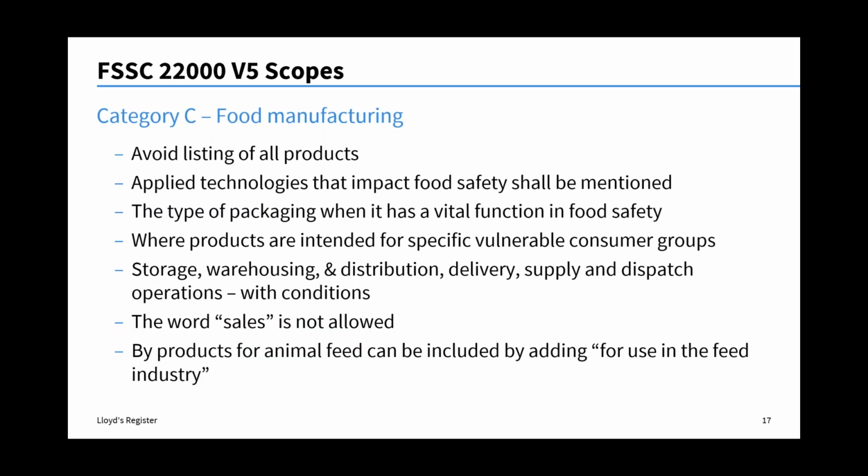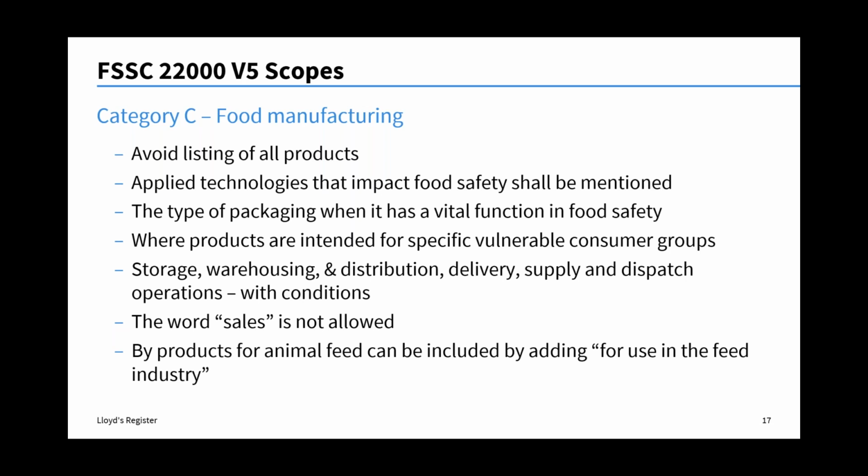Now coming to food chain category, food manufacturing. Since FSSC 22000 is a management system certification and not a product certification, listing all individual products on the scope should be avoided. So all products need not be listed. The product groups can be listed onto the scope statement.